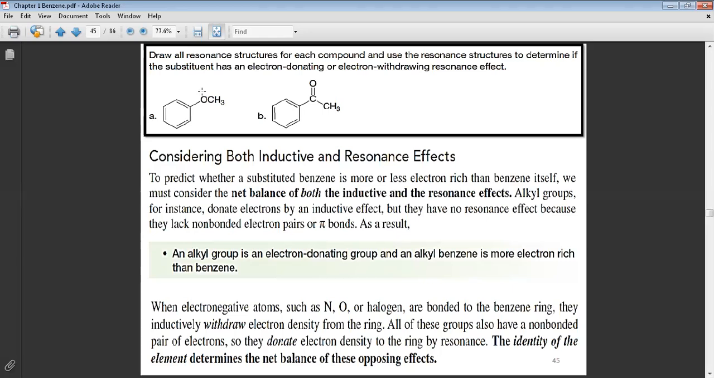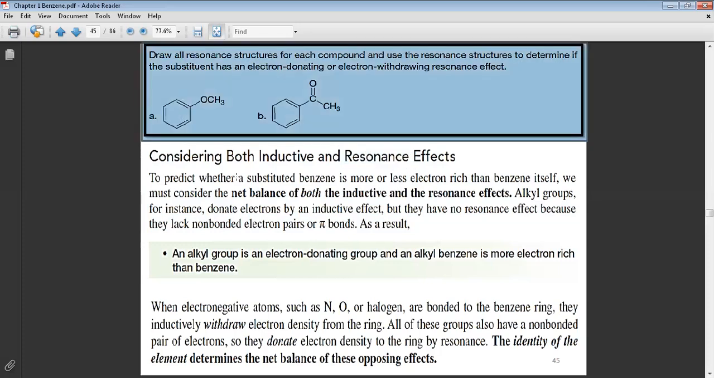Inductive effect, through the sigma bond. This is in our hand. On the other hand, we have a lone pair of electrons. The lone pair of electrons will enter into resonance with the benzene ring to increase the electron density. That means it will be donating or withdrawing? Donating. By which effect? By resonance.